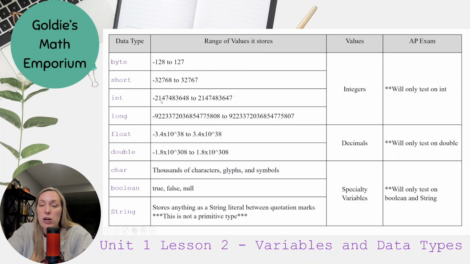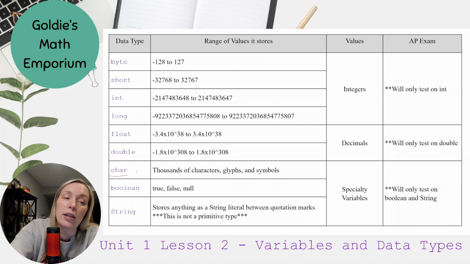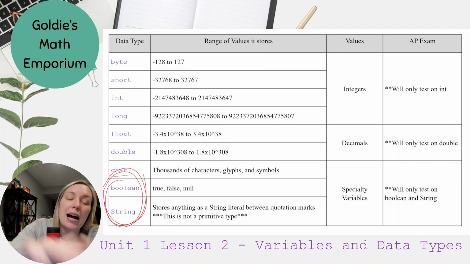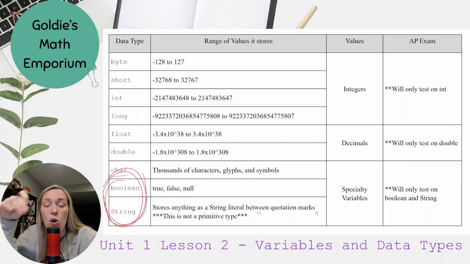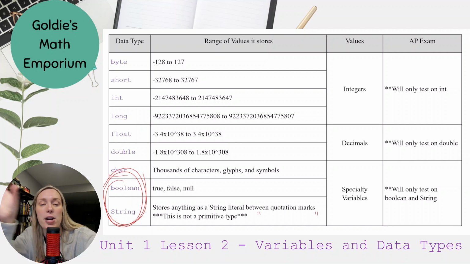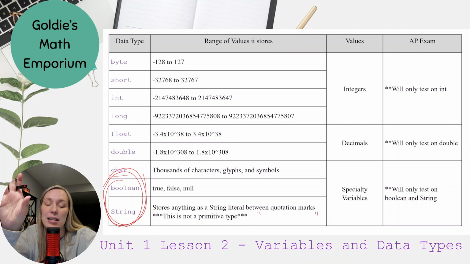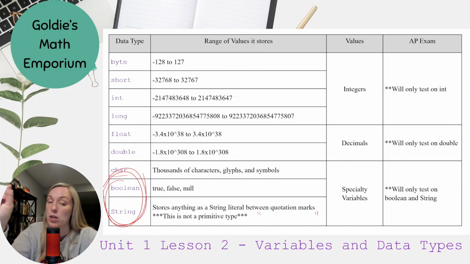Now, all of these are specialty variables, and only Boolean and string are going to be on the AP exam. A char holds a single character, but Boolean and string are the ones on the AP exam. A Boolean is, again, true or false, and a string is anything between two quotation marks. It could be a single character, or a sentence, or a paragraph. It does not matter. It stores anything between two quotation marks.